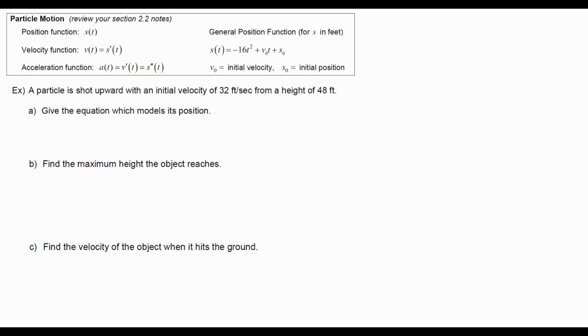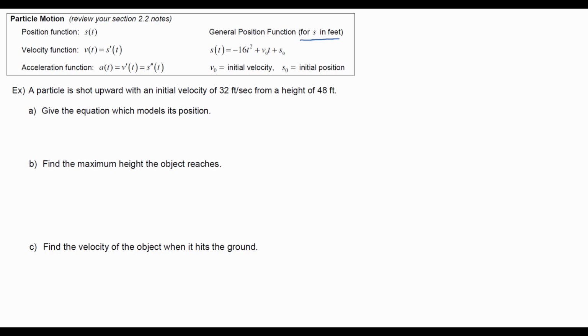Given position function s of t, we can have a velocity function v of t, which is equal to s prime of t. So the first derivative of a position function will give us the velocity function. And now we learned that the acceleration function is the derivative of the velocity function. So now you know that it is actually the second derivative of the position function.